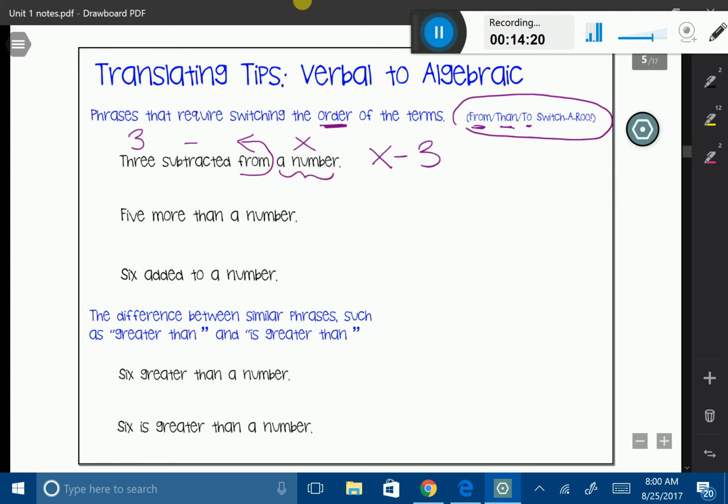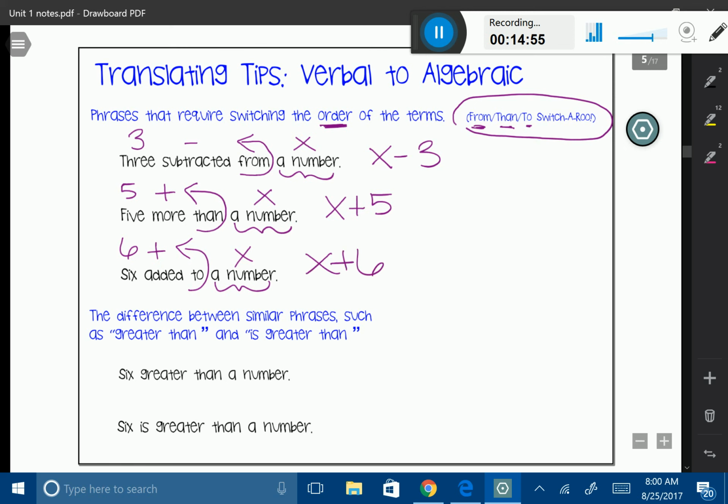The next one, 5 more than a number. Well, let's look. 5 more than. So plus; "than" is a switcheroo word, and a number x. So 5 plus x, but I have to switch it around. So I'm going to have x plus 5. And then the last one, 6 added to a number. "Added to," that's my switcheroo word, right? From, than, to, switcheroo. So I have to switch it around. x plus 6. All right, we're almost done with the tricky ones.